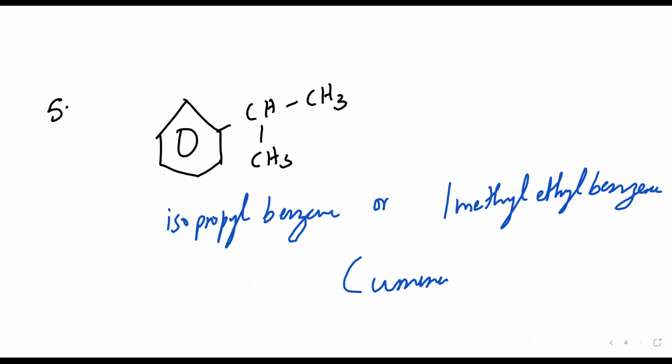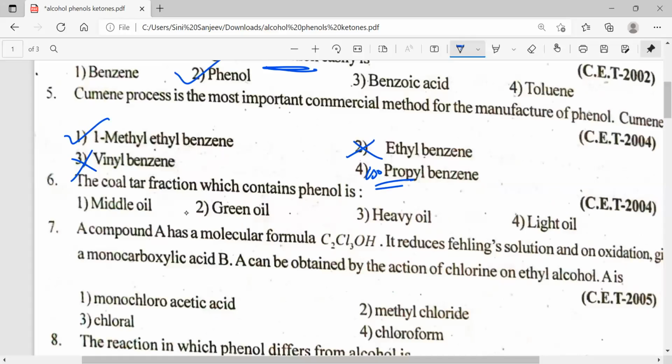Fifth one. So let's go to the next one. Sixth one. The coal tar fraction which contains phenol is which one? Okay. So there is something called middle oil, green oil, heavy oil, or light oil. So middle oil is nothing but it's called what? The oleic oil. Oleic oil.